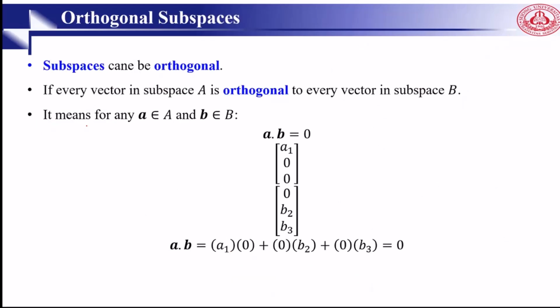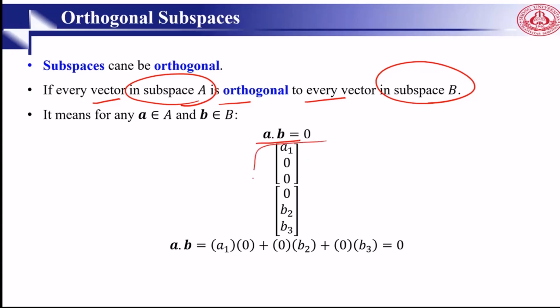Not only vectors can be orthogonal to each other, but subspaces also can be orthogonal to each other. If every vector in subspace A is orthogonal to every vector in subspace B, then we say these two subspaces are orthogonal to each other. It means A dot B is equal to 0. What is the meaning of subspace? For example, this is one subspace A, this is one subspace B.